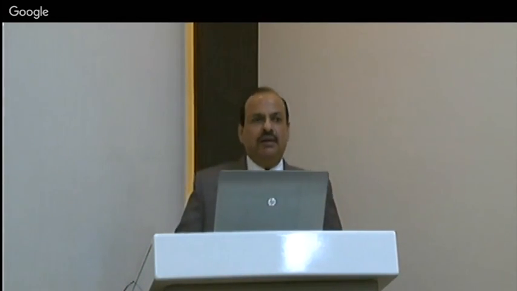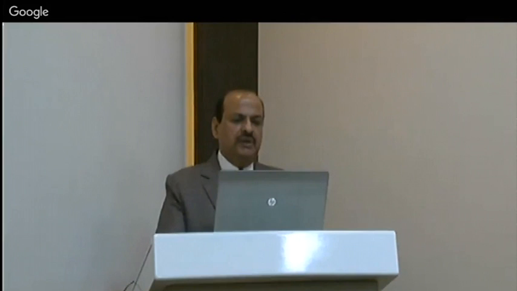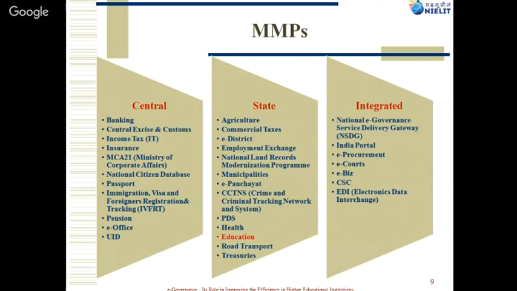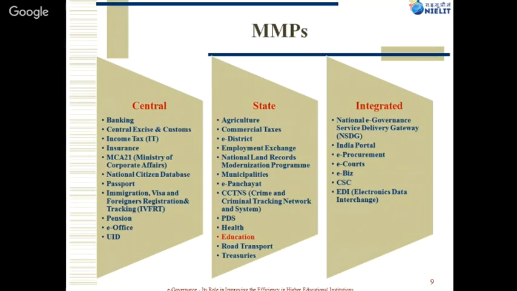These MMPs are classified into 3 categories. Some are centrally run, some are state-run projects, and some are integrated. In the state-run also, the Government of India has defined the areas, but implementation is state dependent. In the centrally managed, I'm just giving the names: banking, central excise, income tax department, insurance, Ministry of Corporate Affairs, National Citizen Database, passport, very important, visa-related, pension, e-office, and UID, that is Aadhaar.